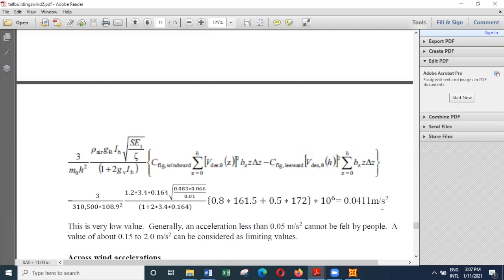so it's better to do these calculations right at the beginning, so that we would know where we stand with respect to the wind-induced acceleration of the building. So these are calculations that are advisable to be carried out at the beginning of a design.